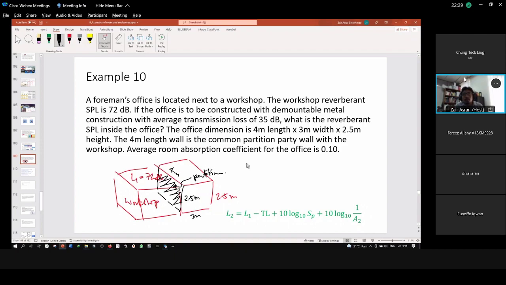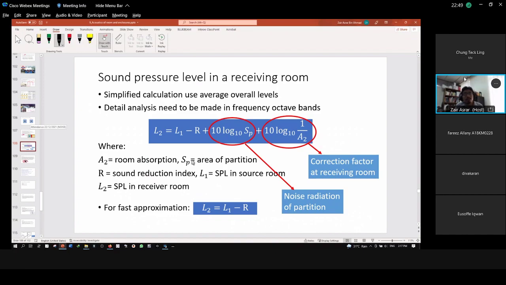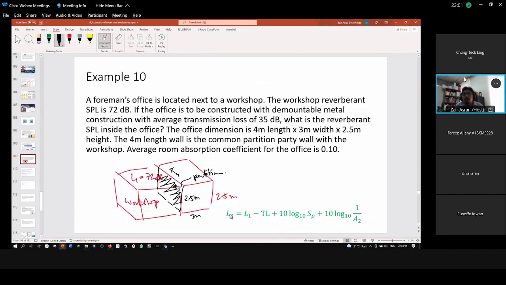We were told that the average absorption coefficient, or alpha bar, is equal to 0.1 for the office. So our equation is this one here. Sometimes I use R, sometimes I use TL. Transmission loss is the same thing. I just like to play with your brain a little bit, tease you. In some instances it's called sound reduction index R, in some instances it's called transmission loss for the partition. Both of them are the same thing. So L2 is equal to L1 minus TL plus 10 log10 SP plus 10 log10 1 over A2.